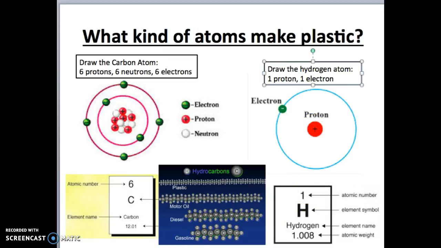And that's it. You have the basics of atoms, elements, and the periodic table. And now you can continue on to the blend space.